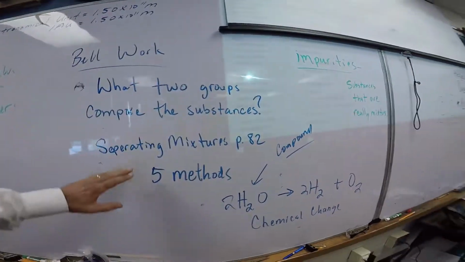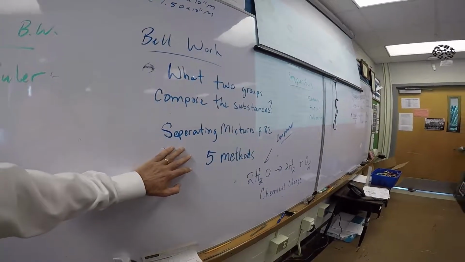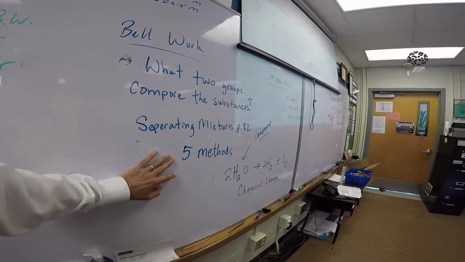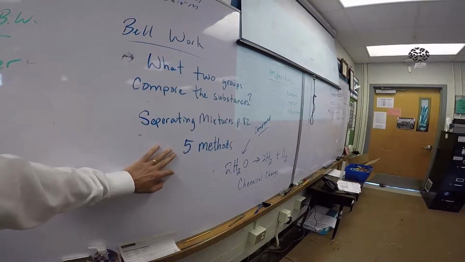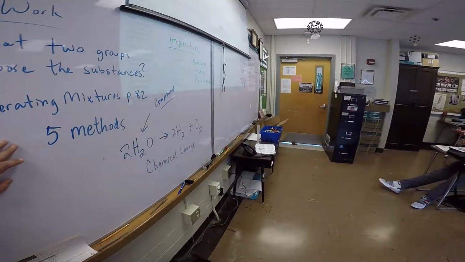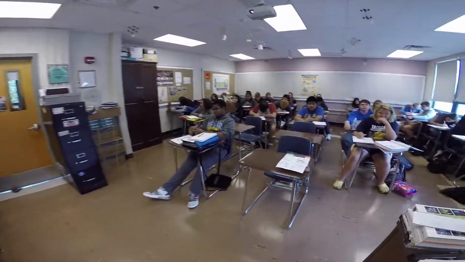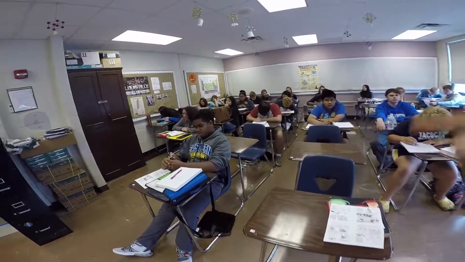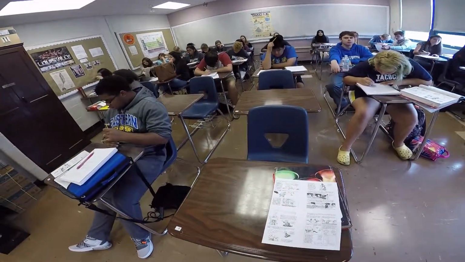Okay, so chapter 3, we're just reviewing a little bit about separating a mixture and the five methods, and they just read several of them to you. What's one method for separating a mixture? Distillation, another one. Filtration, another one. Titration. So there are several methods to do that.